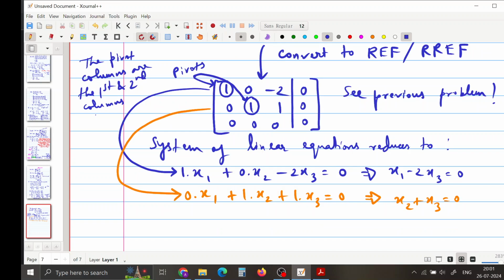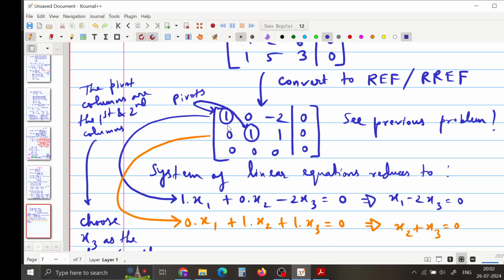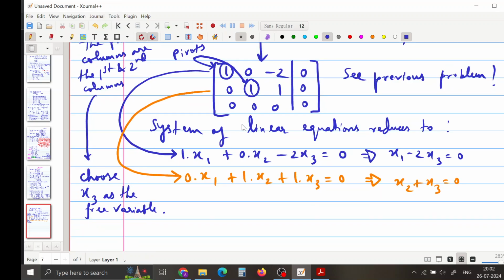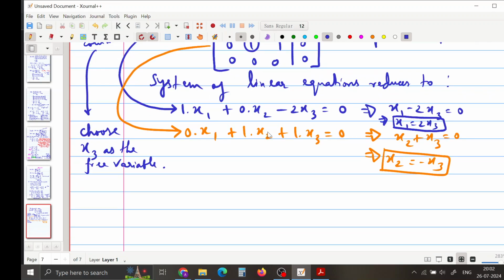So choose x3 as the free variable, and usually the variables which correspond to the pivot columns, in this case x1 and x2, are known as basic variables, but I'm not going into the details. If you choose x3 as the free variable, what do you get? From this one you get x2 equals minus x3, and from this equation you get x1 equals 2x3. So you see that x1 and x2 both can be expressed in terms of x3. So x3 is the free variable here.